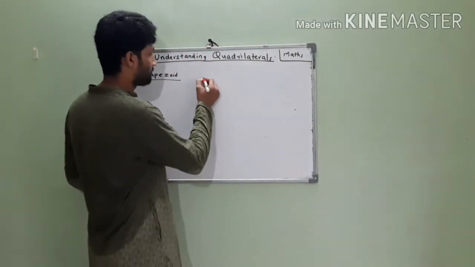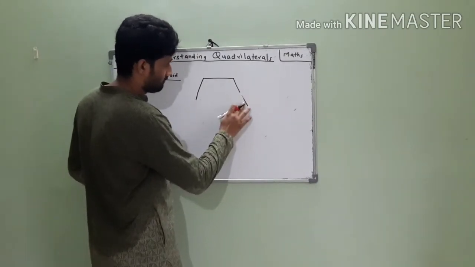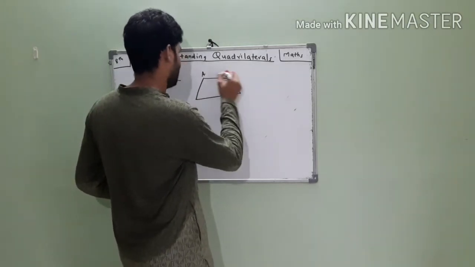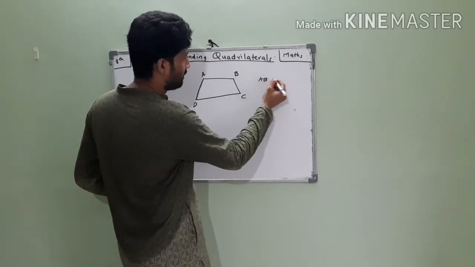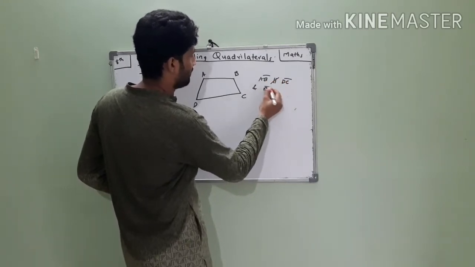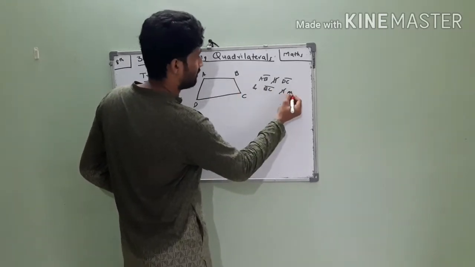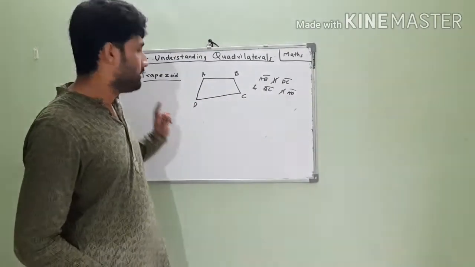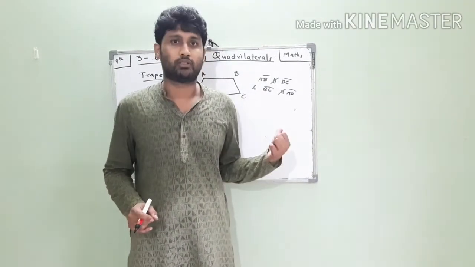For example, here AB is not parallel to DC and BC is not parallel to AD. So no two opposite sides are parallel. This is called a trapezoid. This is not given in a textbook, but it is important to know this term trapezoid.